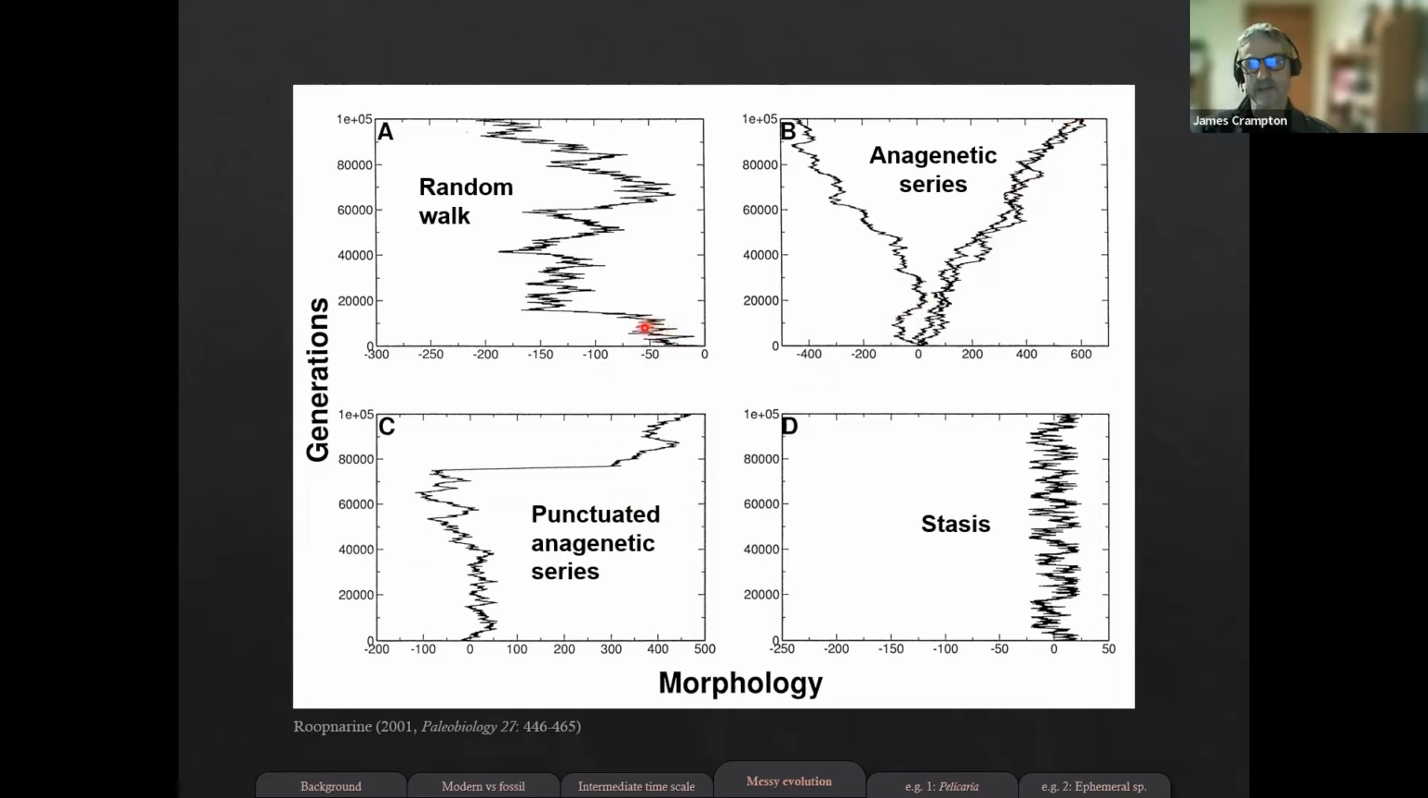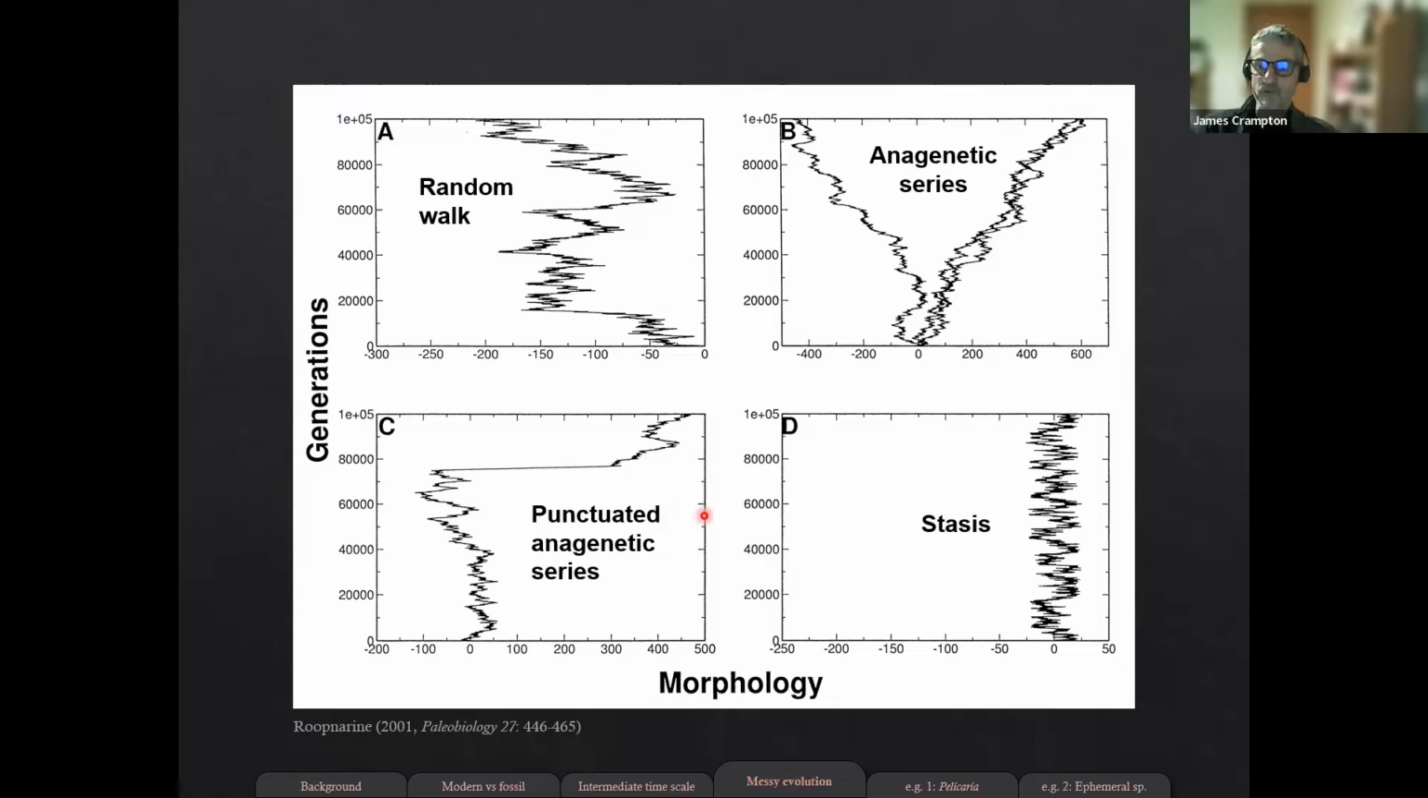Random walk is the case where things are just randomly changing. They're not following a trend and they're not staying the same. They're just randomly fluctuating with no particular pattern, no particular rhyme or reason that we can discern. And probably a lot of evolution happens like that. This is an example of stasis, again with the fluctuations, then a punctuation event, and then stasis. But all these things can be described mathematically.